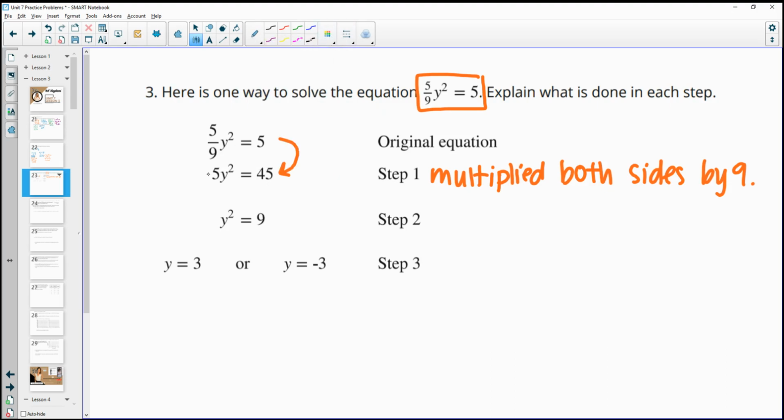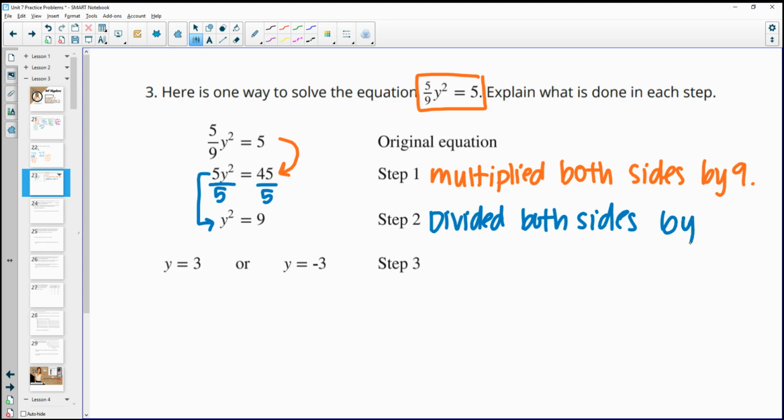So what do they do to go from this equation to this equation? And so now we see that this 5 is gone, and the 45 is now a 9. So that means that they divided both sides of the equation by 5, because 5 divided by 5 is this 1, y squared, and 45 divided by 5 is 9. So here they divided both sides by 5.